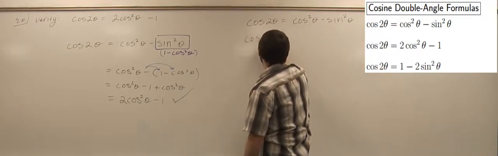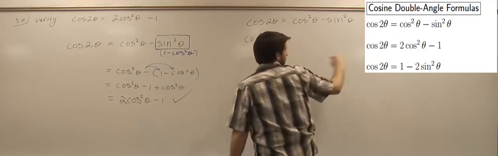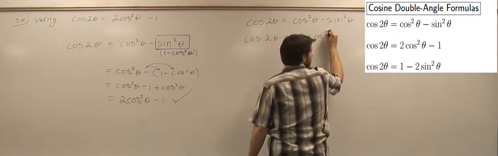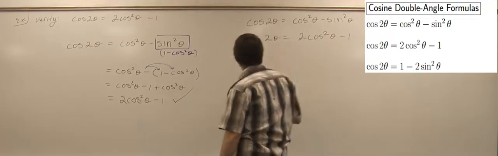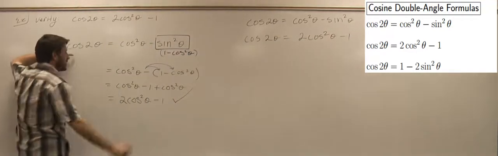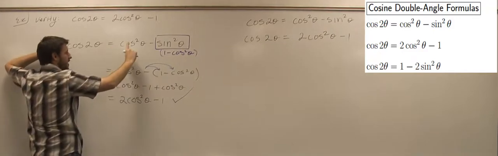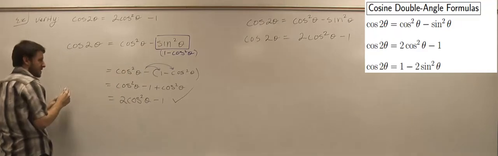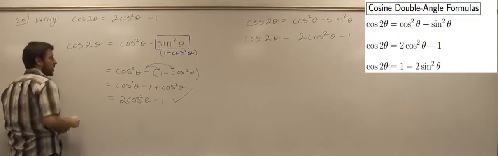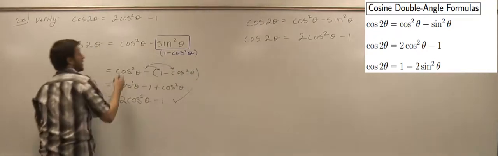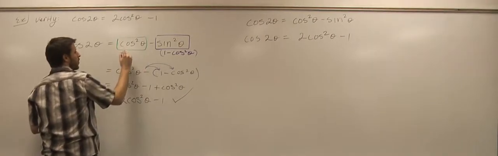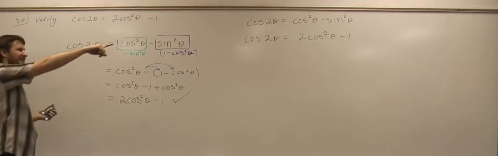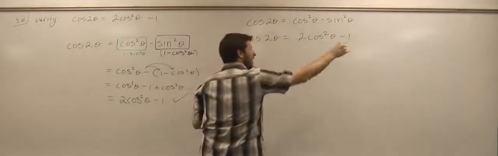So this was the original, cosine squared minus sine squared. Then we just derived the other one, 2 cos squared theta minus 1. The last identity that's equivalent is what you get if instead of replacing sine squared with 1 minus cos squared, you come back up to this step and you replace cos squared with 1 minus sine squared. Then you get that last bit.